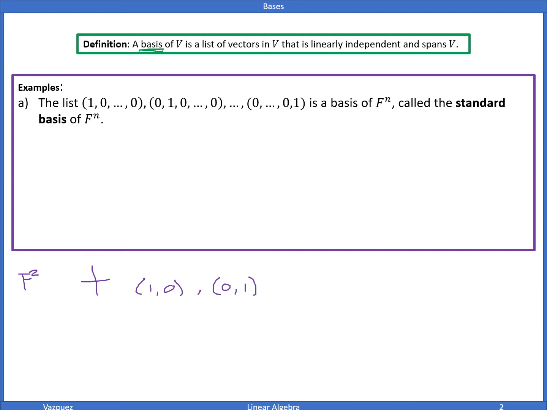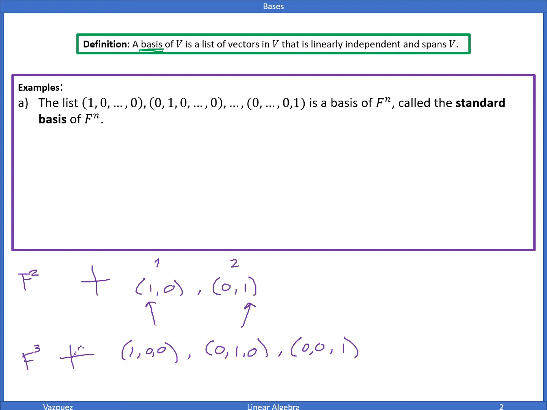Right, there are two of them. This is the first vector, the second vector. Because it's the first one, there's a 1 in the first coordinate, and since this is the second one, we have a 1 in the second coordinate. For example, for F^3, the whole x, y, z space, our standard basis would be (1, 0, 0), (0, 1, 0), (0, 0, 1). And why? Well, because these are the unit vectors for each axis.